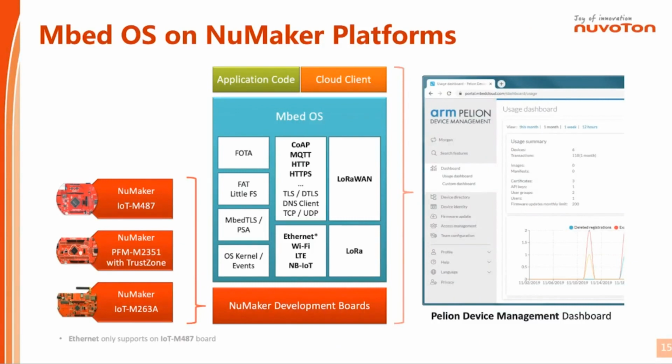In this slide, we show that Mbed OS is widely supported on NuMaker series boards. Arm Mbed OS integrates a lot of features such as security, network protocols, storage management, firmware update, etc. For IoT applications, the developer only needs to pay attention to the application layer development. Mbed OS also has a Pelion client for devices to connect to Pelion cloud. In addition to Wi-Fi, LTE or NB-IoT can be supported by using the expansion board. The Ethernet is only supported on the NuMaker IoT M487 board.